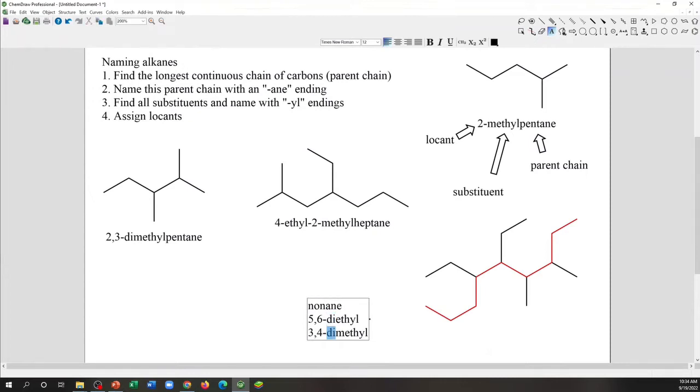So "di" here is a numeric designation, so I don't even look at that when I'm alphabetizing this. I'm looking at it as an E versus an M, and E comes alphabetically first. And so it's going to go 5,6 diethyl.